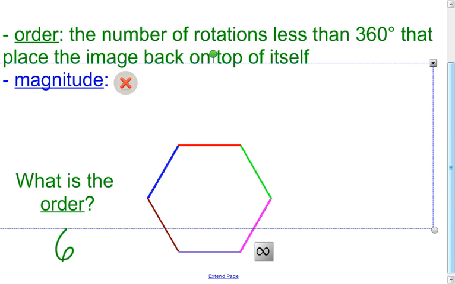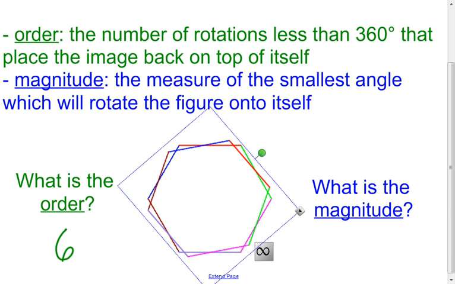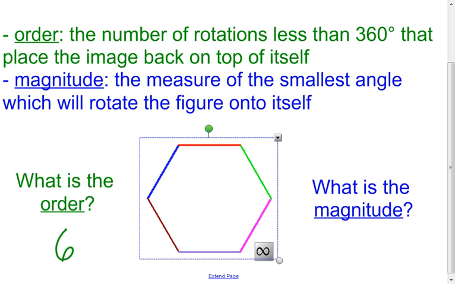Now, the next one is the magnitude. And the magnitude is the smallest angle measure in which you can rotate it so that it lands on itself. Well, in this one, it would be whatever this one is. So I could go there, or if I went back this way, it'd be the same angle measure, just a different direction. So the question is, what is the measure of this angle from here to here? And here's how you figure that out.